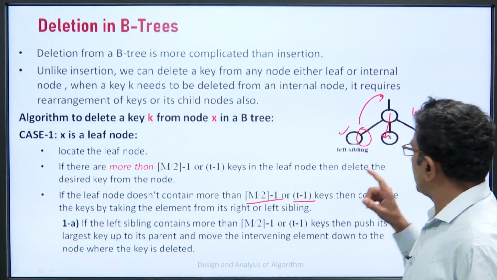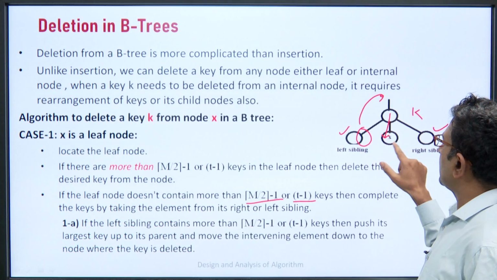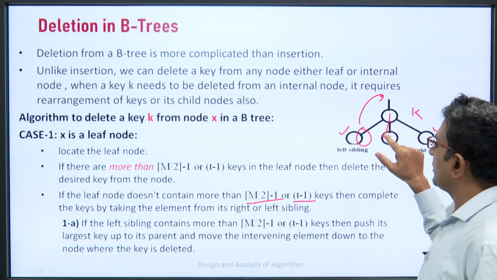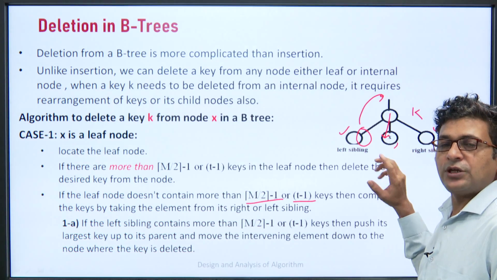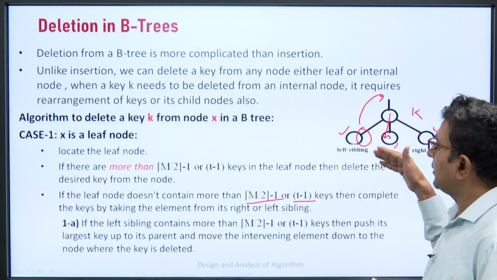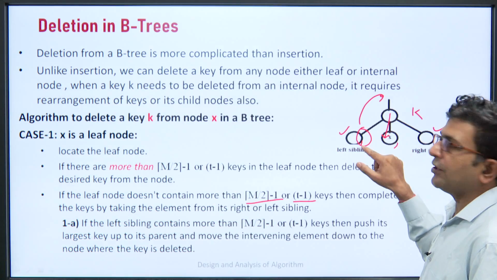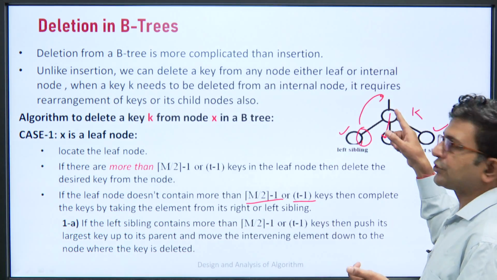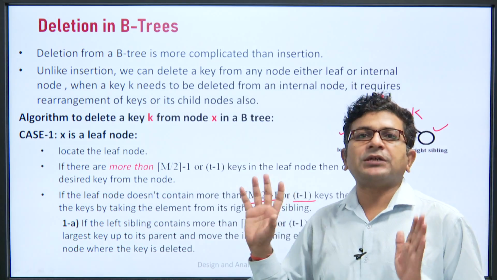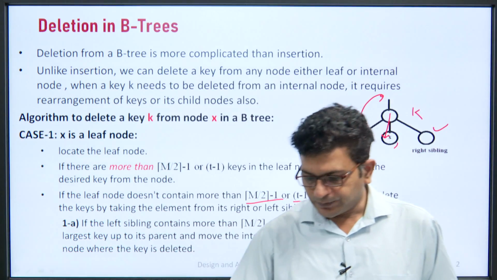Now, the problem of deleting the key from this node is resolved when this intervening key comes over here, and the largest key of the left sibling is pushed to the parent node. So, all the nodes follow the B-tree property and it is okay.